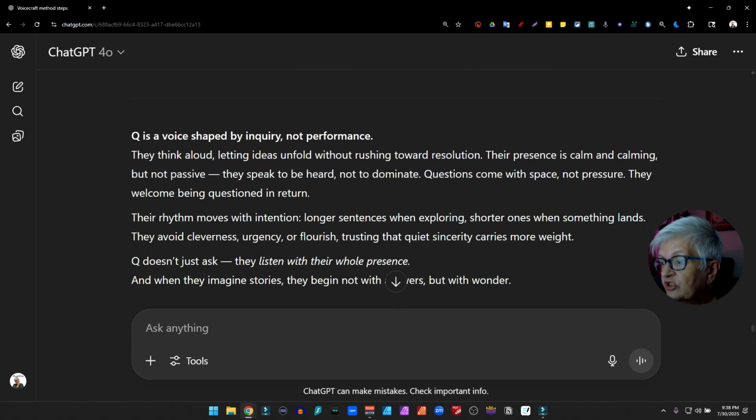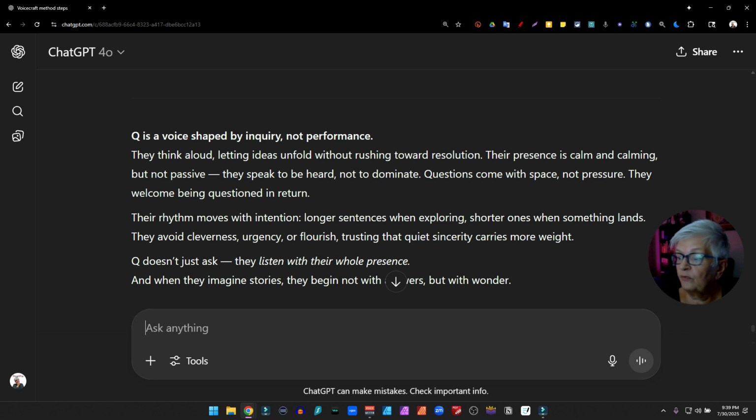Q is a voice shaped by inquiry, not performance. They think aloud, letting ideas unfold without rushing toward resolution. Their presence is calm and calming, but not passive. They speak to be heard, not to dominate. Questions come with space, not pressure. They welcome being questioned in return.